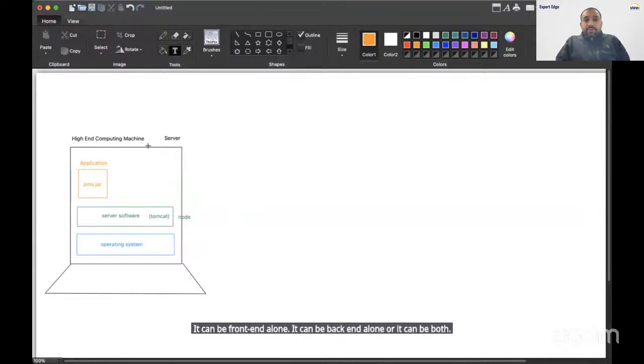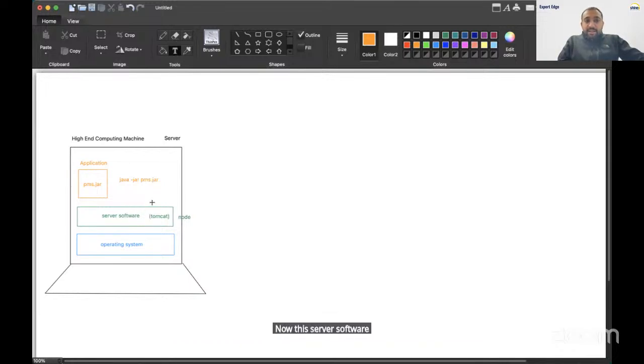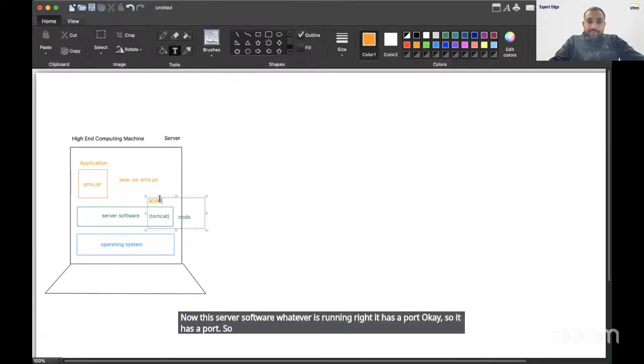Now, what exactly is the problem here? Whenever I execute the command java -jar pms.jar on my high-end computing machine, why do we call it a server? Because it has a server software running on top of it. Now, this server software that is running has a port. So let's say the port of this server is 9090, or maybe it's 3000, or maybe it's 8080 in our case. We have configured it from the code itself.